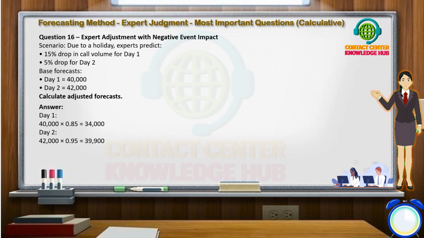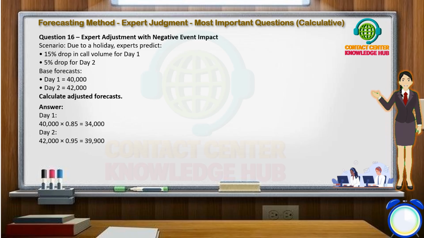And the answer is here. Since this is a reduction, we apply a downward multiplier. Remember, a 15% drop means we keep 85%, so we multiply by 0.85. A 5% drop means we keep 95%, so we multiply by 0.95. Let's calculate both days. Day 1 calculation. Adjusted forecast is equal to 40,000 times 0.85. That equals 34,000 calls. So, Day 1 expert judgment forecast is 34,000 calls.